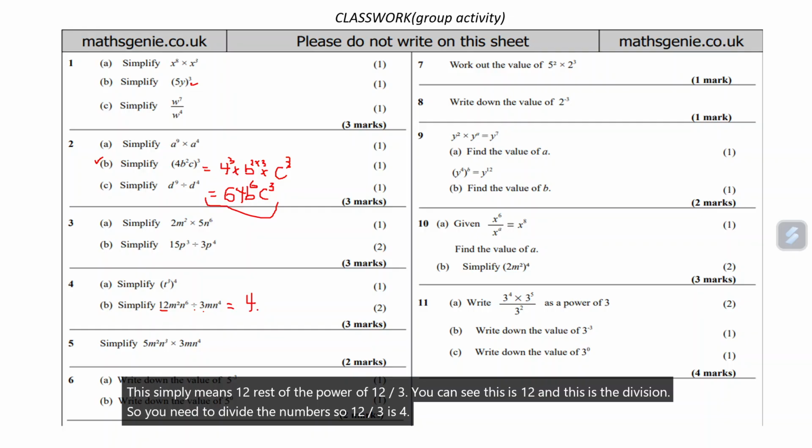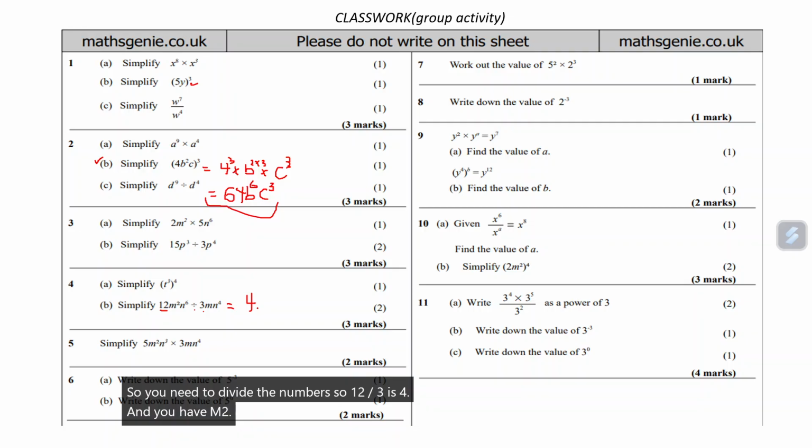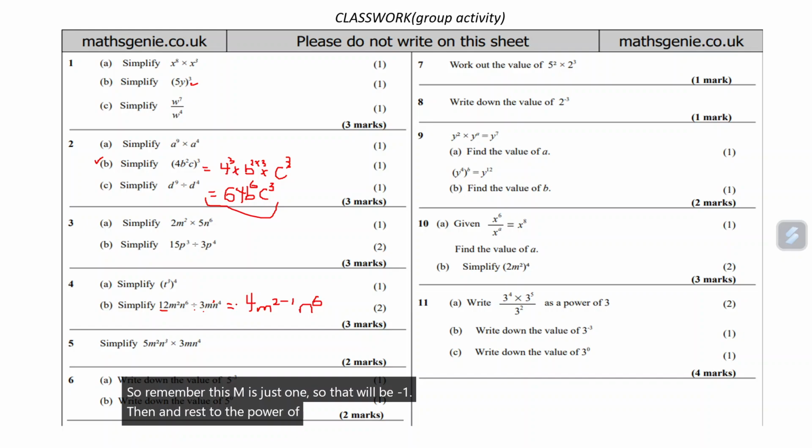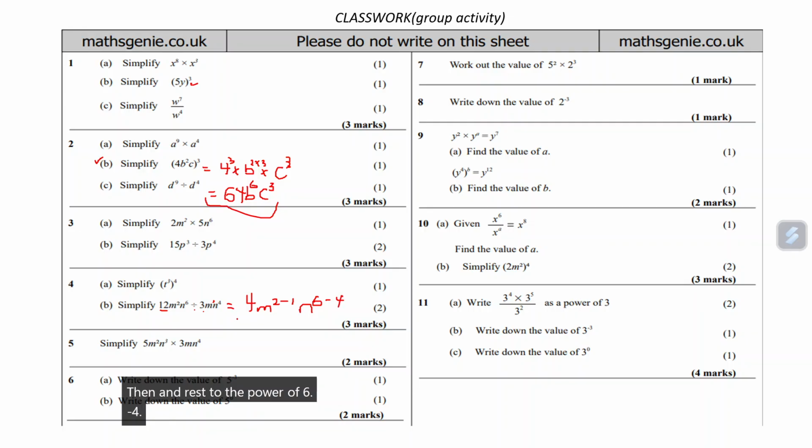And you have m squared. Remember, this m is just 1, so that will be minus 1. Then n raised to the power of 6 minus 4. So your final answer becomes 4m and n raised to the power of 2.